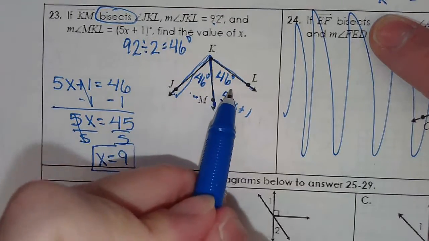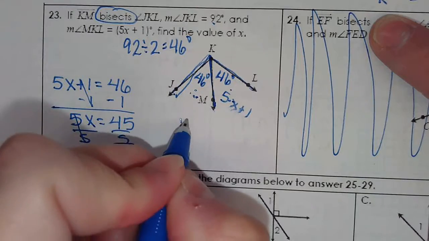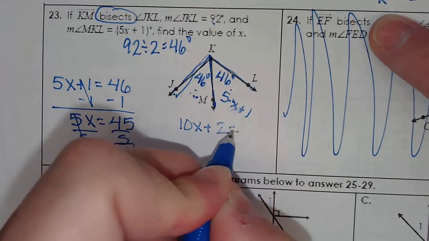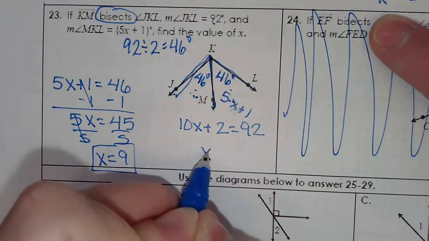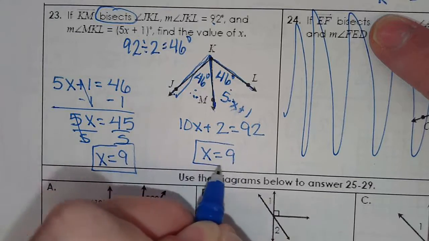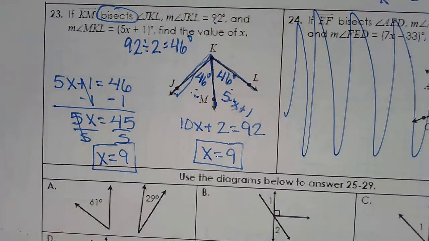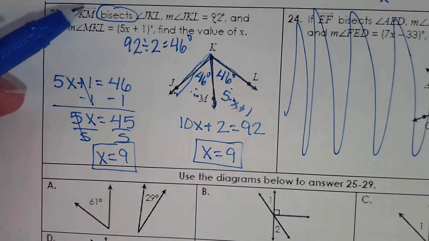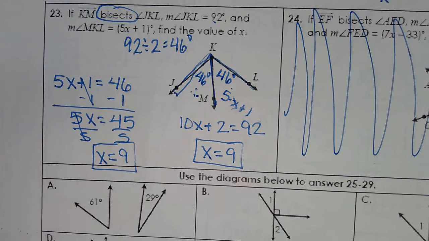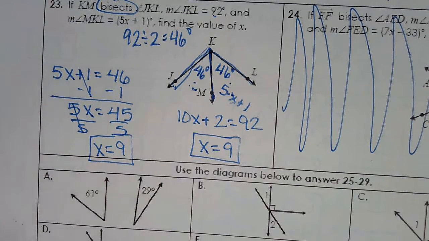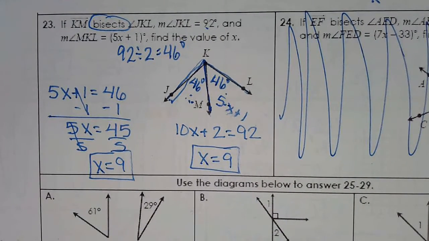If you would have done 5x plus 1 plus 5x plus 1, you'd have 10x plus 2 equals 92. And you still would get x to equal 9. So there are multiple ways to do this problem. The main thing is making sure you know that when you see the word bisect or a bisector, it cuts an angle into two equal angles. Any questions on that one?